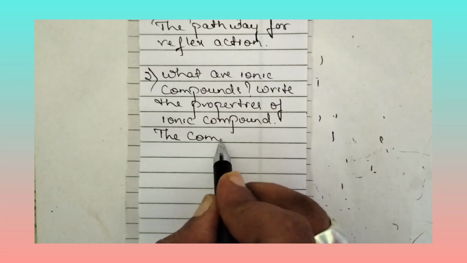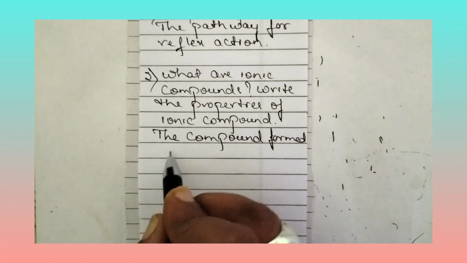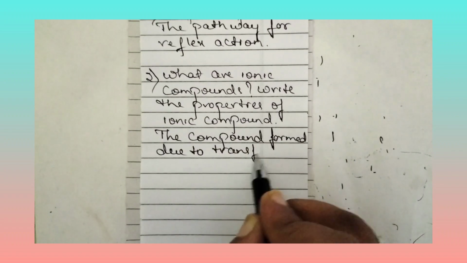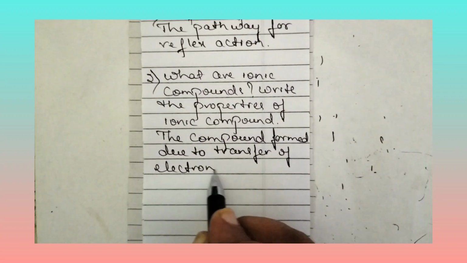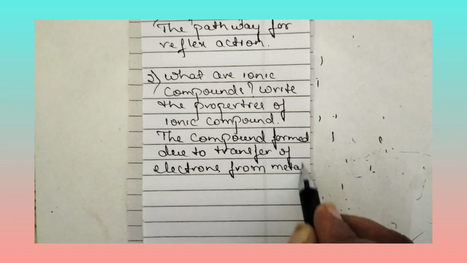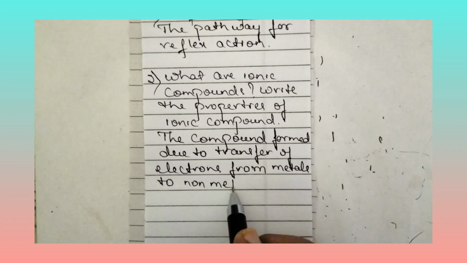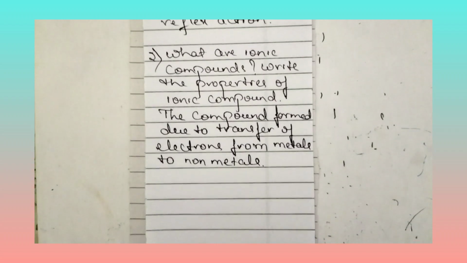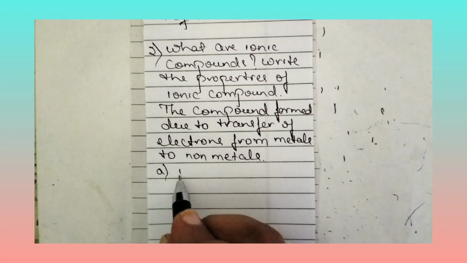The compound formed due to transfer of electrons from metals to non-metals. This is called ionic compound. Now let us write the properties of ionic compounds.